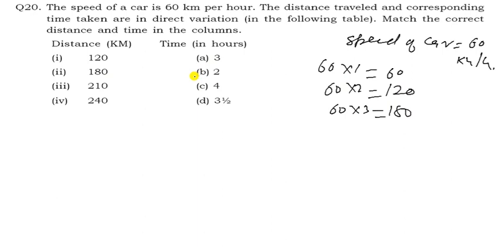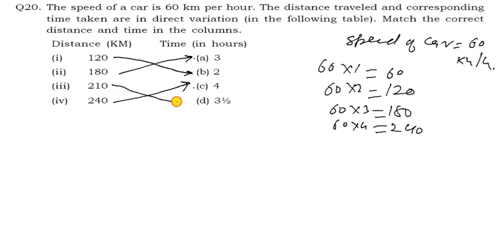So 1 hour is not given, but 2 hours is given here. So 2 hours is 120. So you can put here 120, and 3 is 180. So you can see here it is your 3. And what about 4? 60 into 4 is 240. So you can write it is 240. And last one is going to the last, this one. So that is the answer.